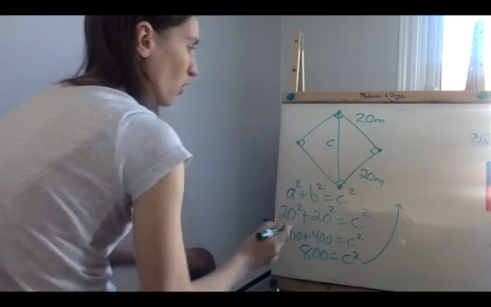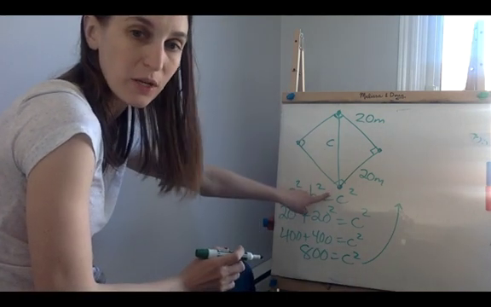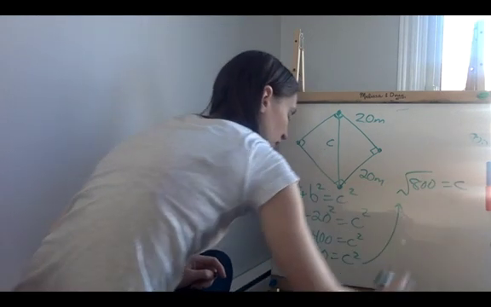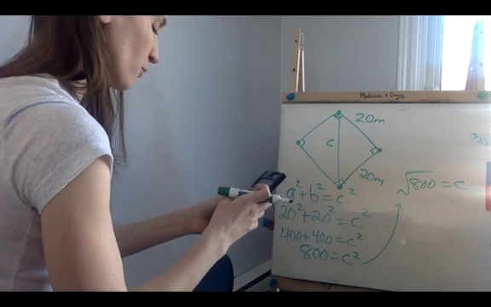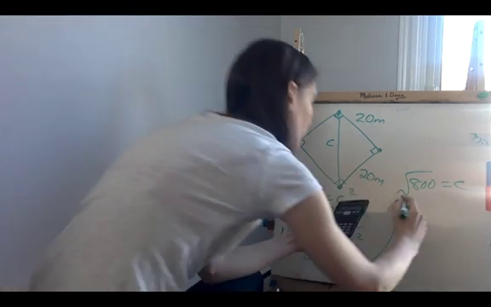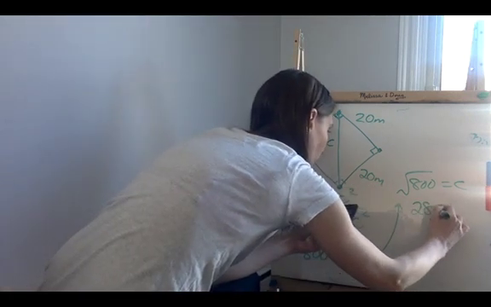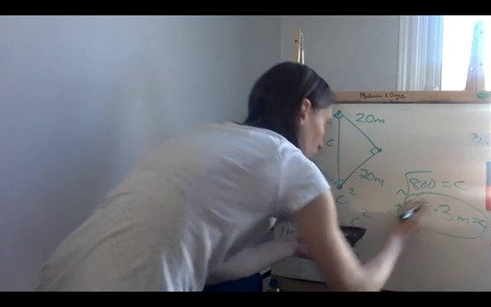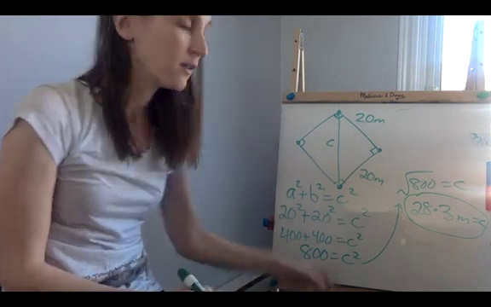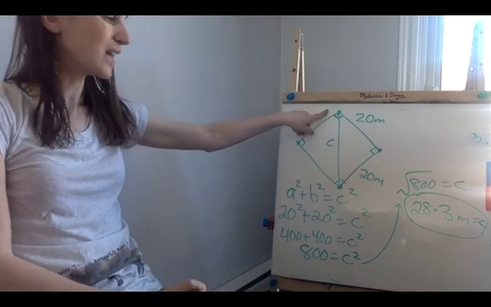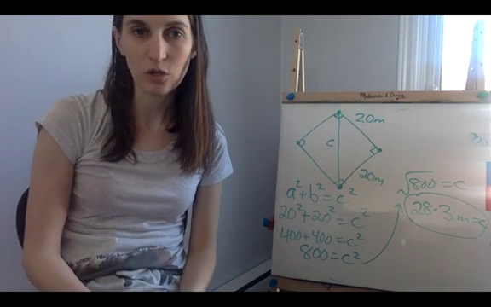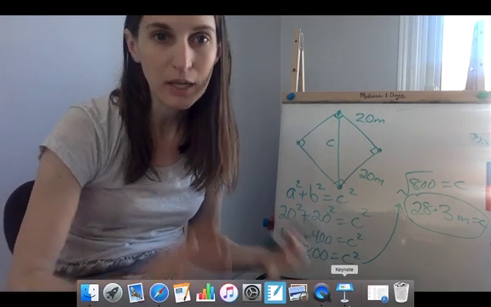So to actually solve for c, this distance between home and second, we would need to square root 800 to just get c by itself. And when we square root 800, we get a value of 28.3 meters. So the distance between home and second is supposed to be 28.3, but he's measured it as 30. So clearly it's not right.